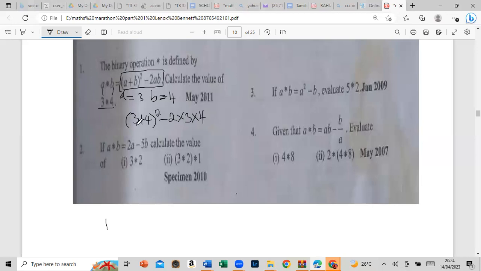All right, we do the bracket first, so 3 and 4 is 7. 7 squared minus 2 times 3 is 6, 6 times 4 is 24. All right. So in the end, 7 times 7 is 49. So it's going to be 49 subtract 24, which gives us 25. And that's it. All right. This one is a little bit more complex. That was off a specimen paper. But yeah, this will be equal to 25.